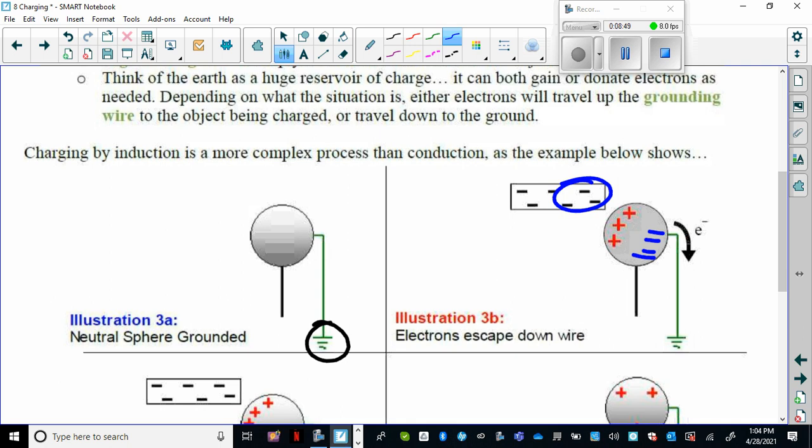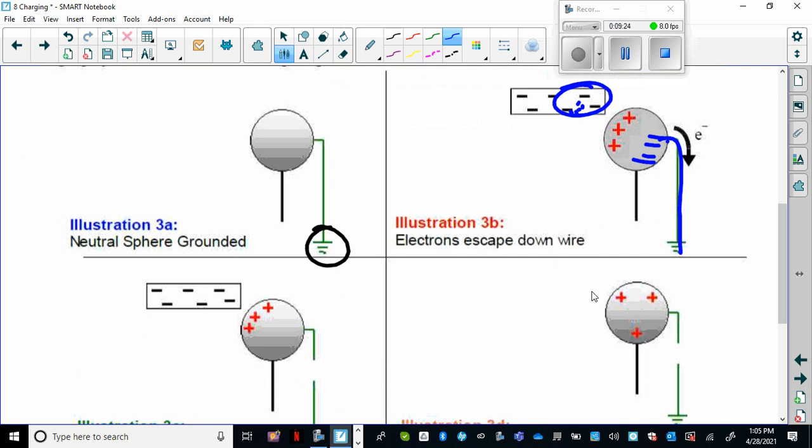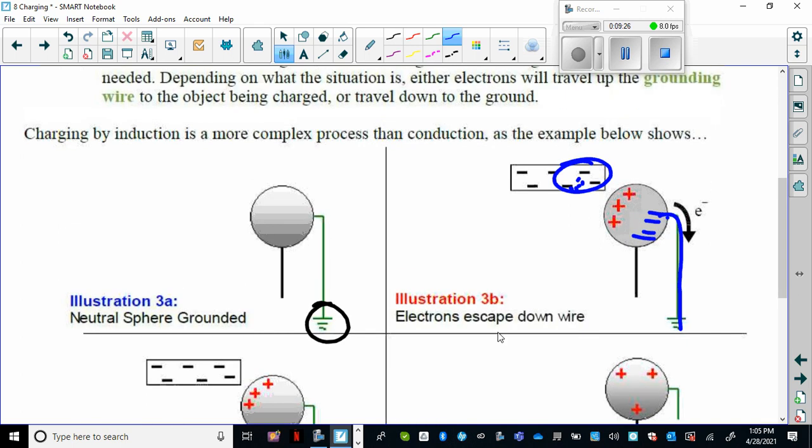of the sphere. But because it's grounded, the electrons are going to say, what the heck, I've got a path out of here. This is like breaking out of jail. And they're going to go through the grounding wire into the massive reservoir of charge, which is the earth. So in other words, they have an escape, right? They want to get as far away from these electrons as possible, and there's an escape route, and they can go into the earth, which is so massive they can get away from these negatively charged particles very easily.